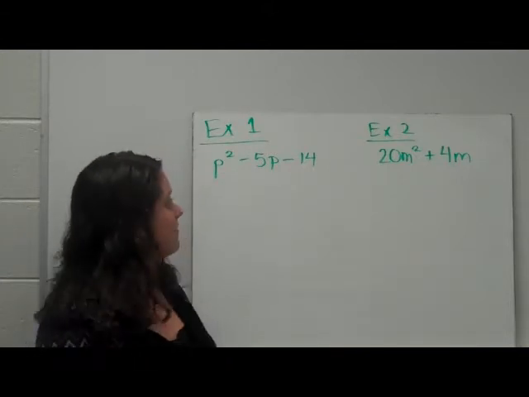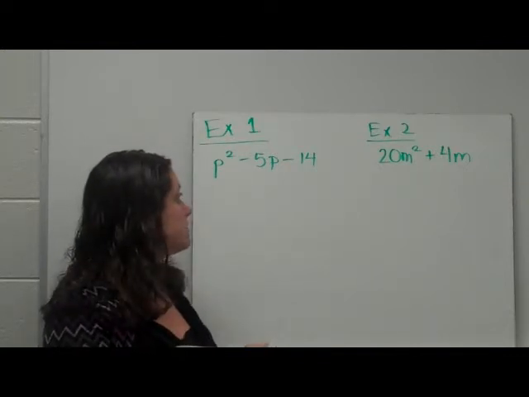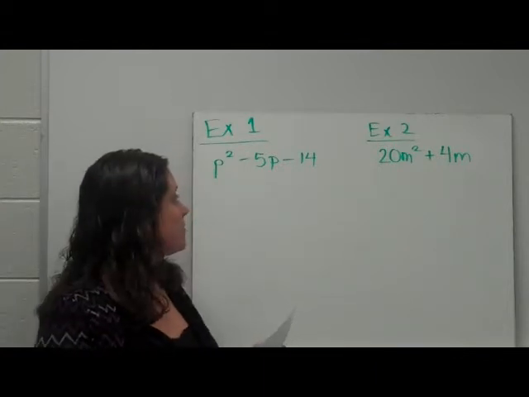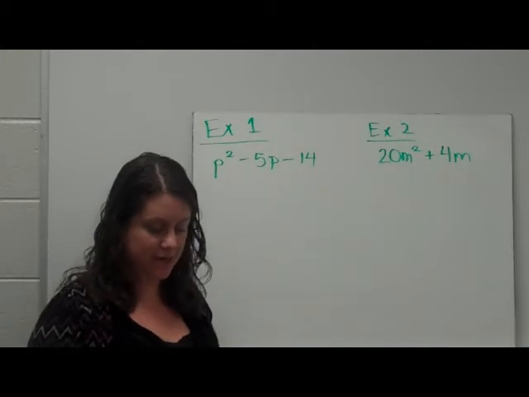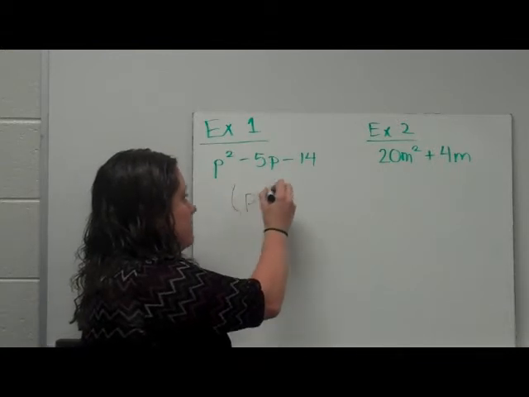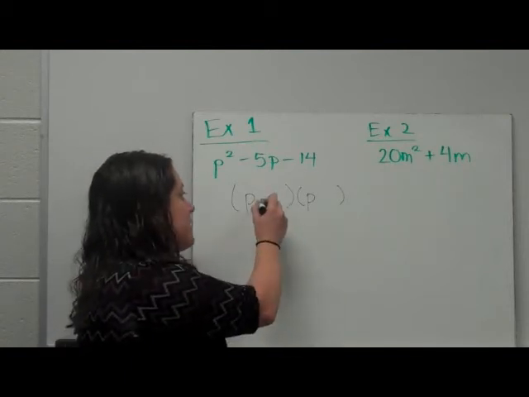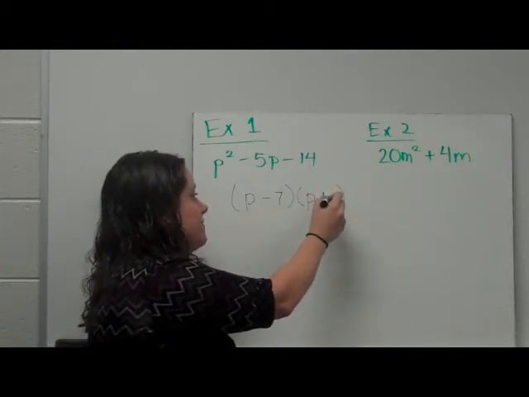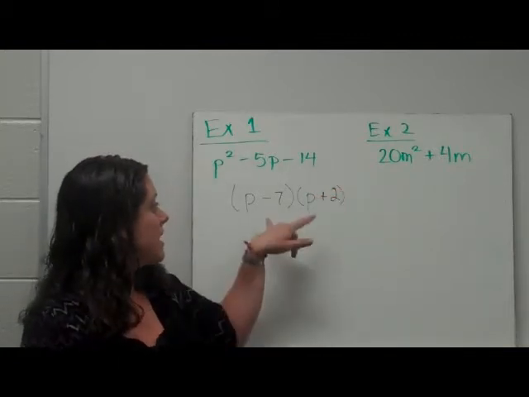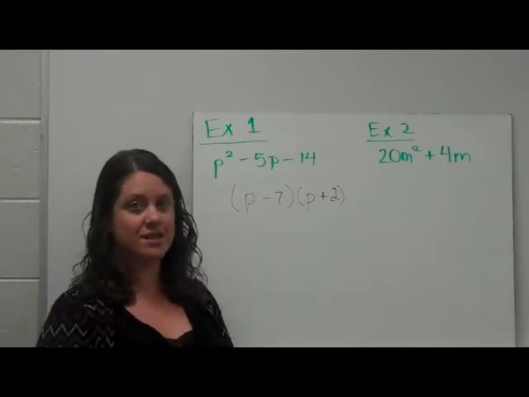Does it have a GCF? No. Okay, does it have 2 terms? No. Does it have 3 terms? Yes! Is it a perfect square trinomial? No, because that is not a perfect square. Can it be factored? Well, let me try. p and p. Okay, how about minus 7 plus 5? Plus 2, plus 5, plus 2. All right, so outside makes 2p, inside makes negative 7p. Yay, that works, I'm done.